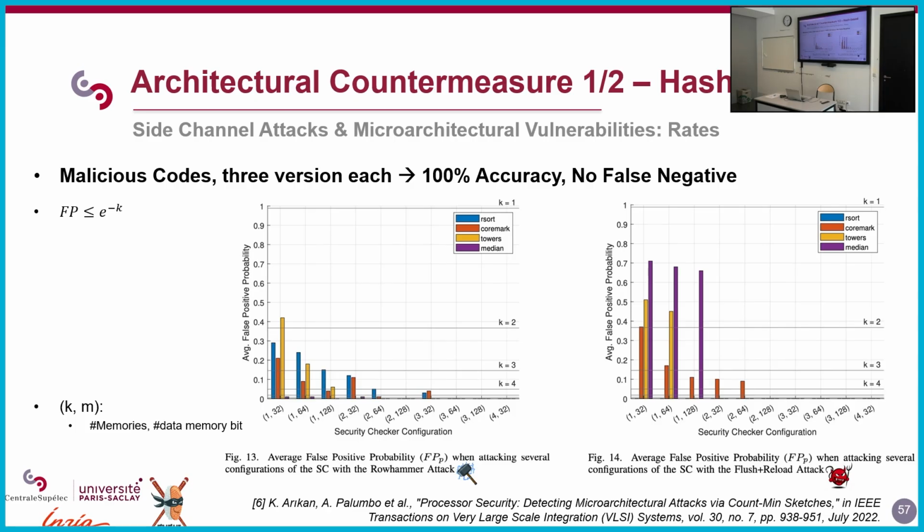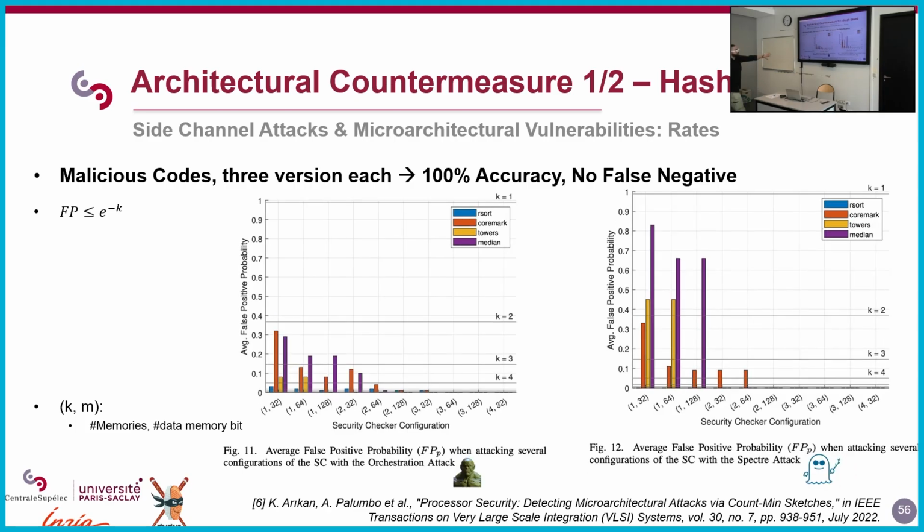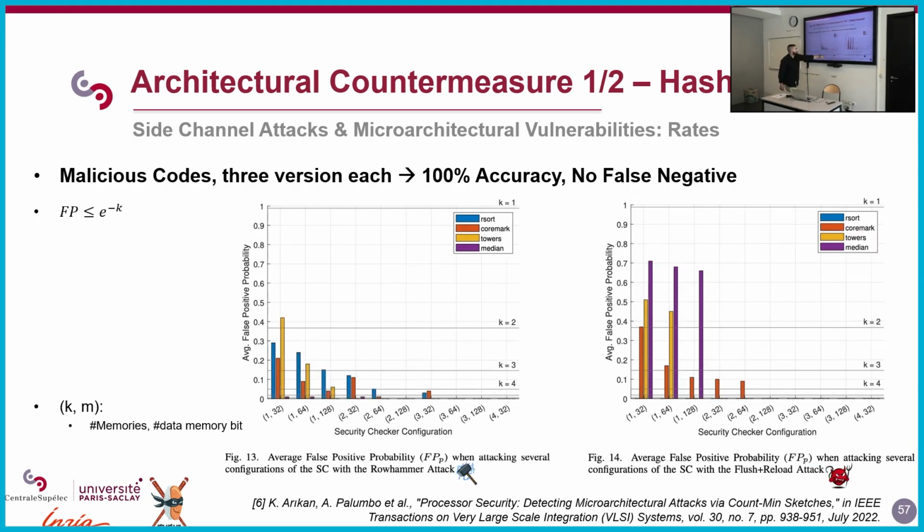A bunch of other rates. Here we were detecting orchestration. Here we were detecting Spectre. Here we were detecting Rowhammer and flush and reload.